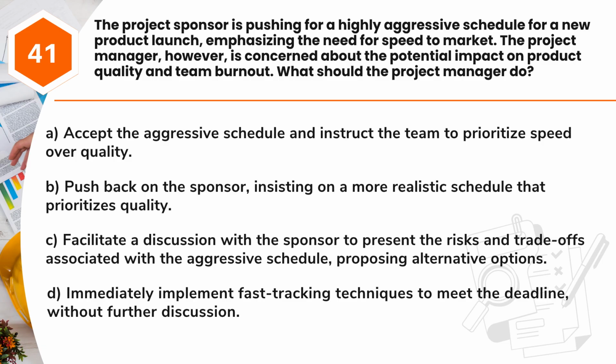A. Accept the aggressive schedule and instruct the team to prioritize speed over quality. B. Push back on the sponsor, insisting on a more realistic schedule that prioritizes quality. C. Facilitate a discussion with the sponsor to present the risks and trade-offs associated with the aggressive schedule, proposing alternative options. D. Immediately implement fast-tracking techniques to meet the deadline, without further discussion.